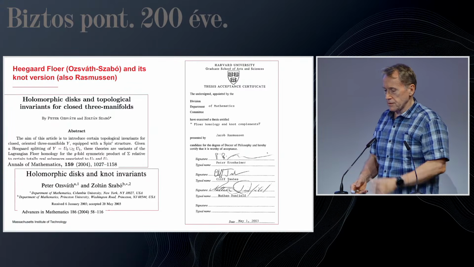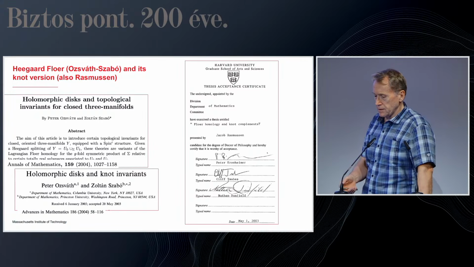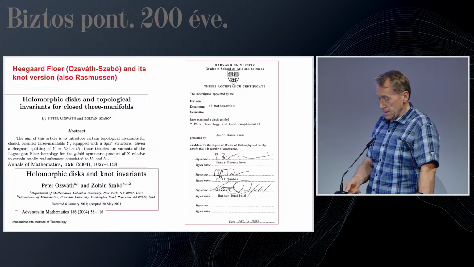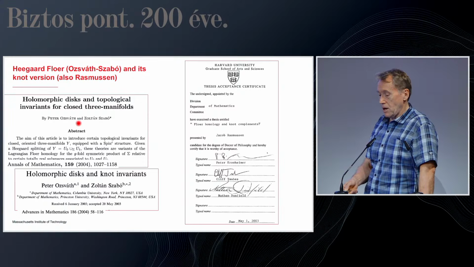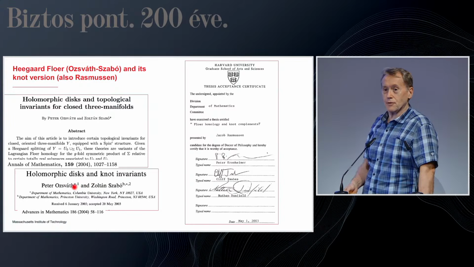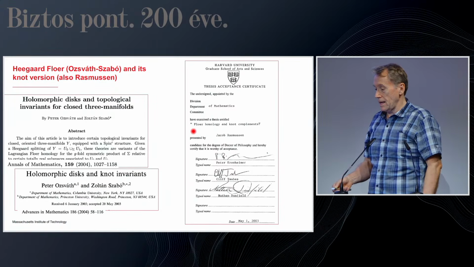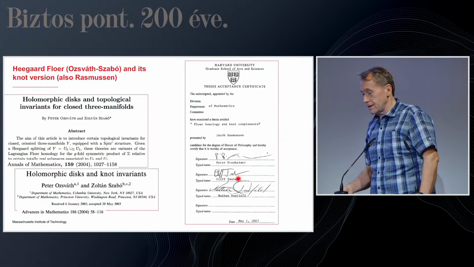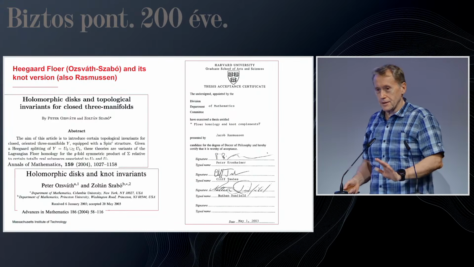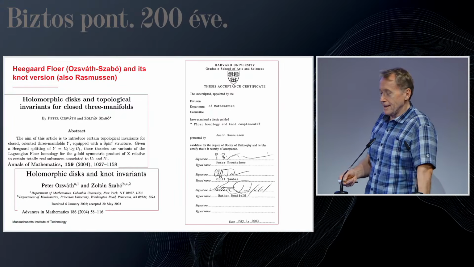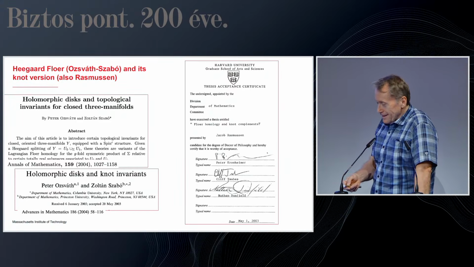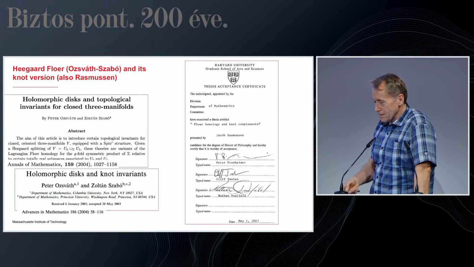But another big inspiration for some of the stuff that Peter and I have done is of course the work of Peter Ozsvath and Zoltan Szabo, the Heegaard-Floer homology. And in particular, just like Floer did, they defined an invariant for three-manifolds and then shortly after defined an invariant for knots. As did Jacob Rasmussen, who, like Donaldson, had a thesis that was accepted. It has been very influential.